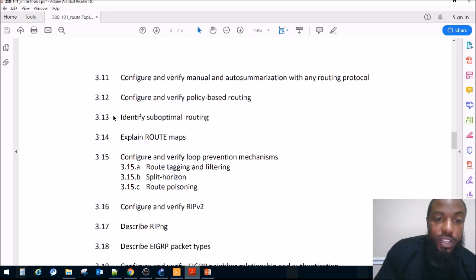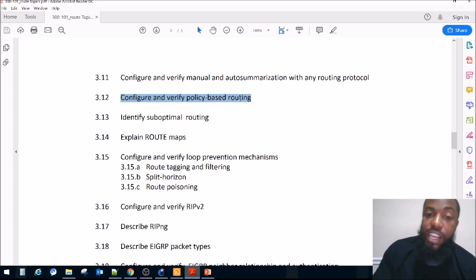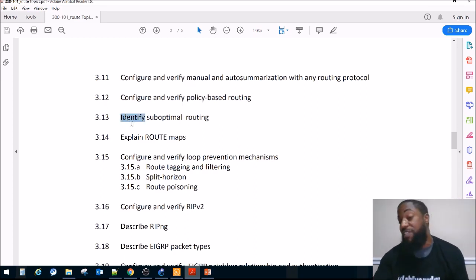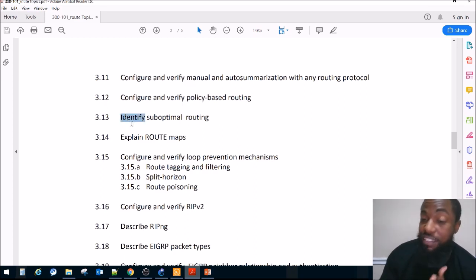We wrapped up configuring and verifying policy-based routing, also known as PBR. Today we're going to be identifying. Notice it says identify. That's the key word here. There's nothing really to configure. There is something you can do to fix this problem, but notice it says identify, so we just got to know what suboptimal routing is.